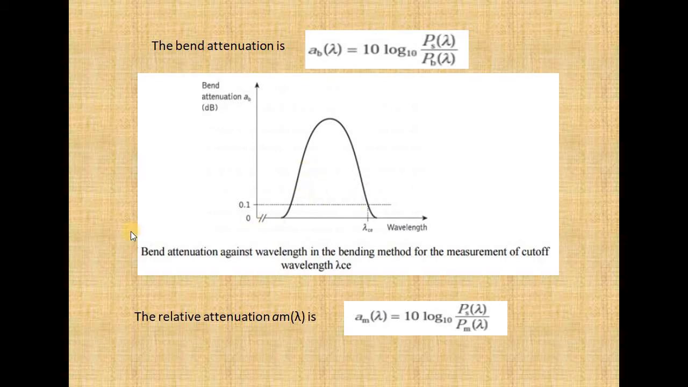The cutoff wavelength is at a larger lambda when the bend attenuation is 0.1 dB. At that point we calculate the bend attenuation. The relative attenuation Am of lambda is measured between the shorter wavelength side and the longer wavelength side. So it is given by this formula.